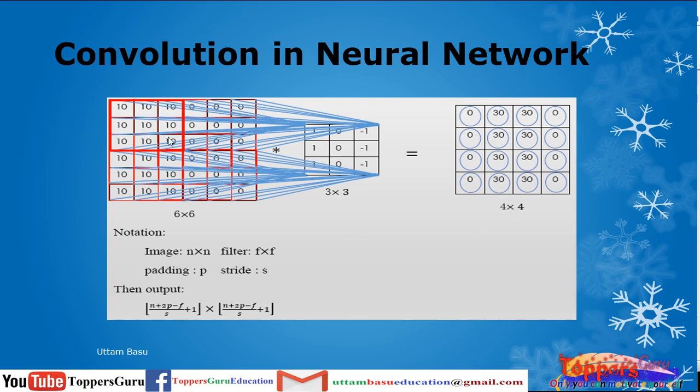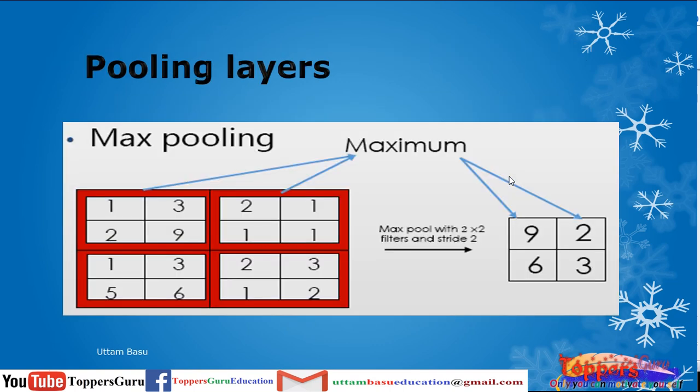Suppose my image size is n by n, the filter is f by f, and I have padding size p and stride s. Then the final output image size will be (n plus 2p minus f) divided by s plus 1, by (n plus 2p minus f) divided by s plus 1.